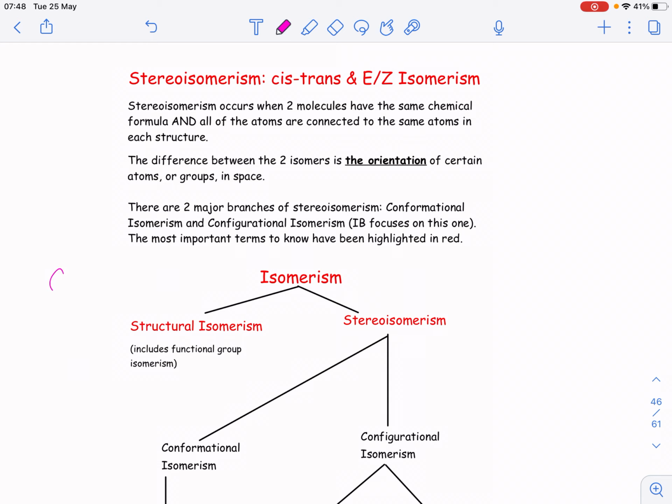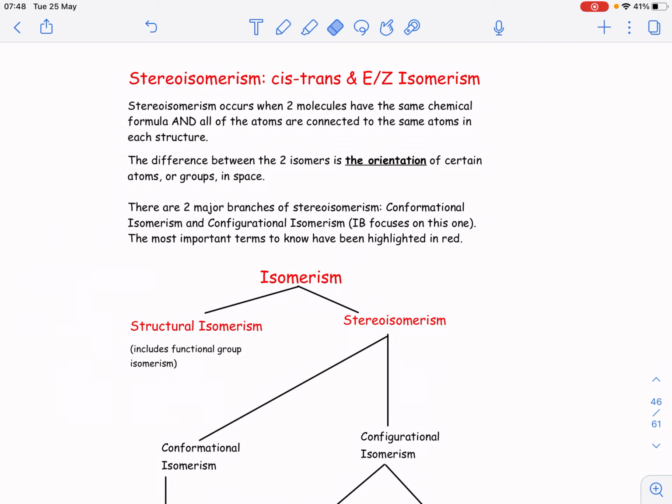If we move around a halogen, 1-chloropropane, 2-chloropropane, those are structural isomers. Or if we mix up functional groups like propanone and propanal. So those are all examples of structural isomerism.